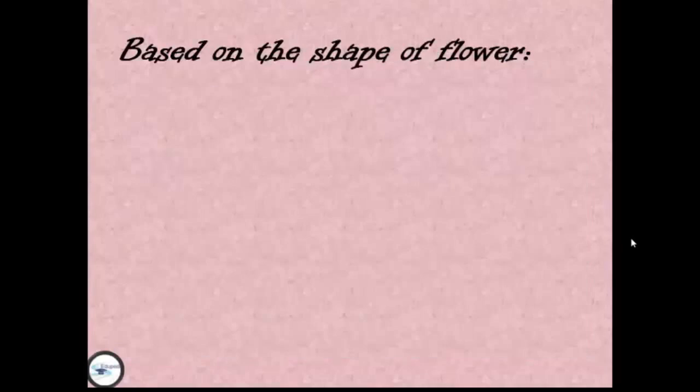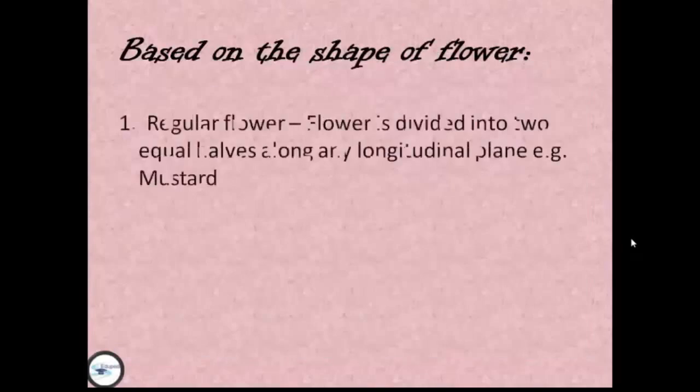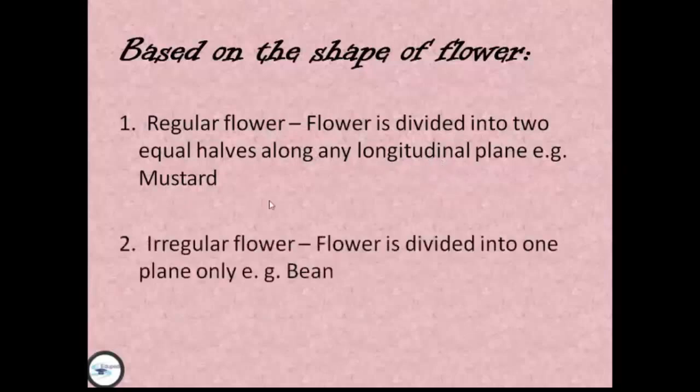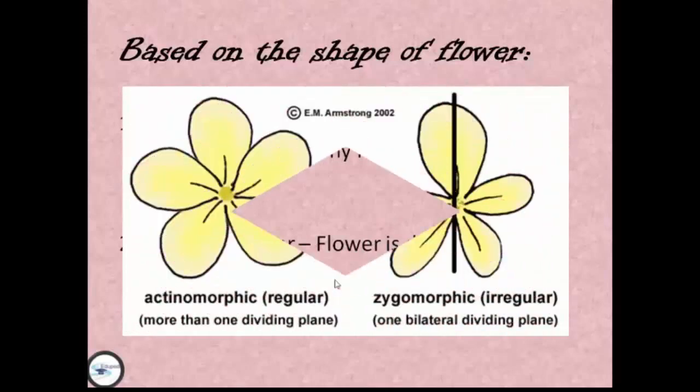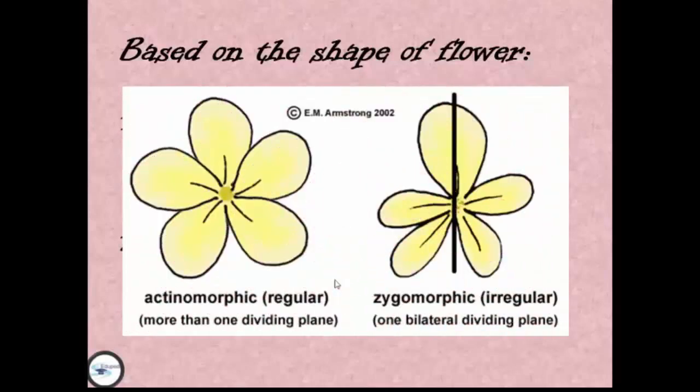Also, flowers can be classified based on the shape. First, we have the regular flower, which is divided into two equal halves along any longitudinal plane. For example, we have the mustard. Second one, we have the irregular flowers, which are flowers divided in one plane only, like beans. This is the image for regular and irregular flower.